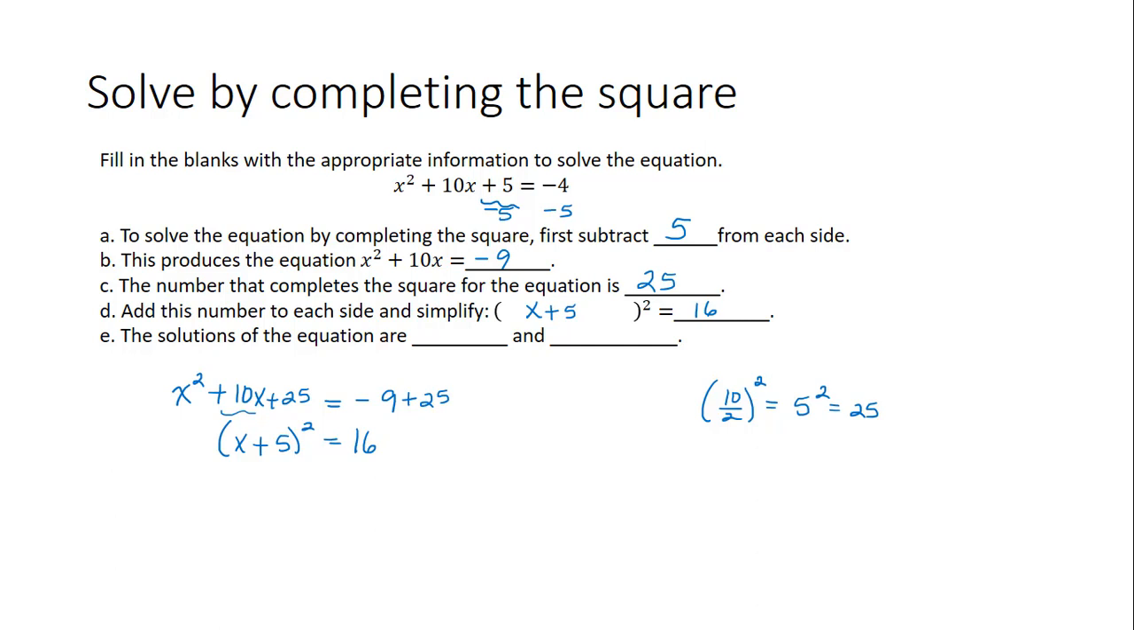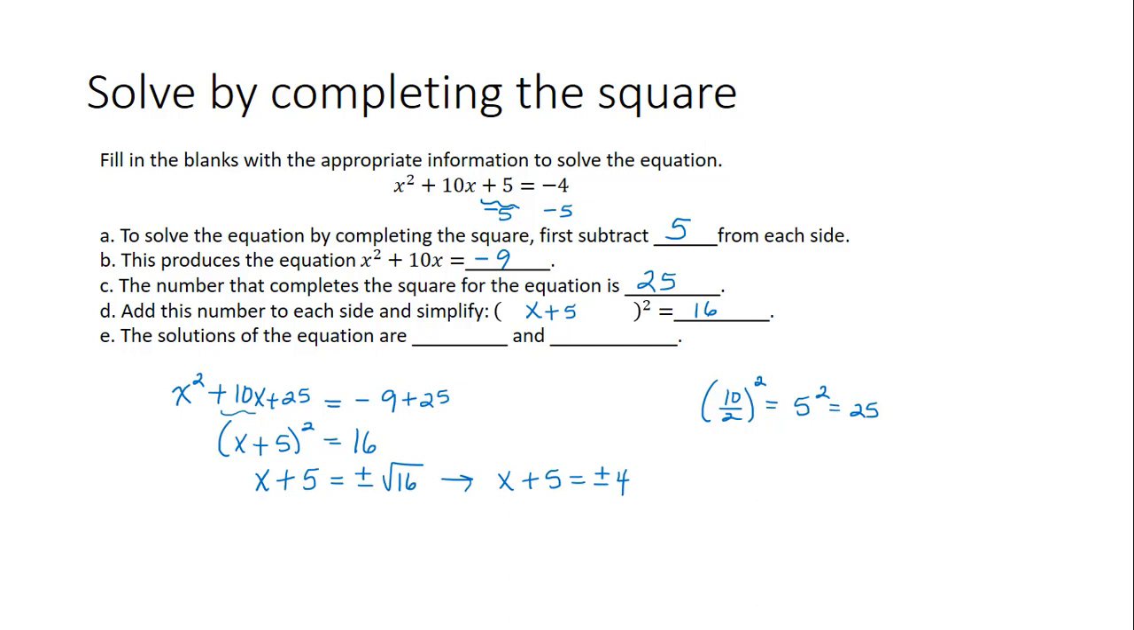And then the solutions of the equation, well, to find the solutions, we have to go through and apply the square root property. So if x plus 5 quantity squared equals 16, the square root property tells us that x plus 5 must be plus or minus the square root of 16. That is, that x plus 5 is equal to plus or minus 4.